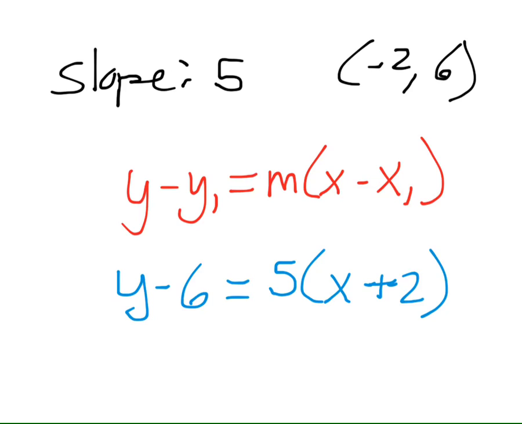Go ahead and do number 6. Plug in your y-coordinate. Y minus your y-coordinate equals m, whatever your slope is, parentheses x minus your x-coordinate.